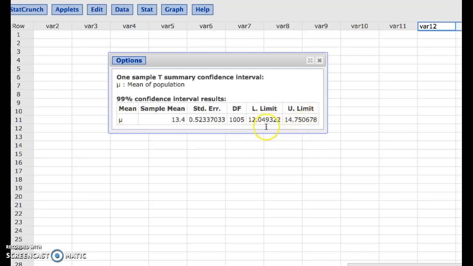So notice in this one, we have approximately 12.0 and 14.8. So I could write some sort of interpretation like, we are 99% confident that the true average of books, either entire books or partially read, that Americans read last year was between 12 and 14.8. So very similar interpretation. We want to state our level of confidence and then make sure we're saying that our population mean is estimated to be between these two bounds.